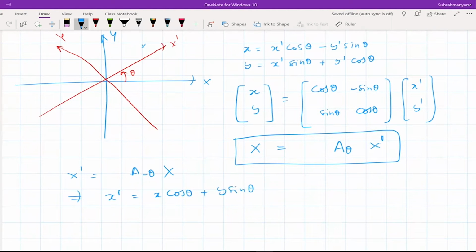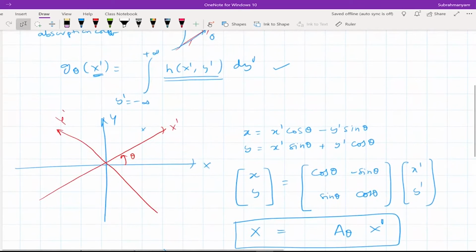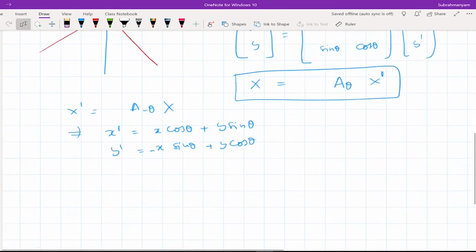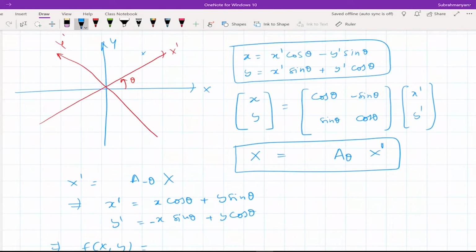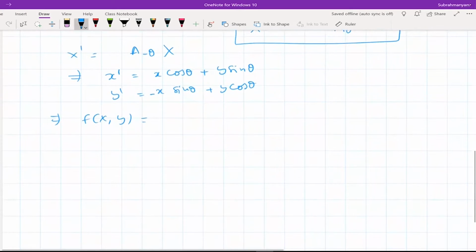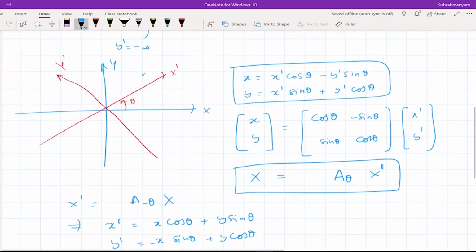Just replace theta with minus theta. Y dash equals minus x sin theta plus y cos theta, right? And we use this to write now f of x, y. That implies your f of x, y will be, how could you write that? You just replace that with these values, right? And what would that give us now?